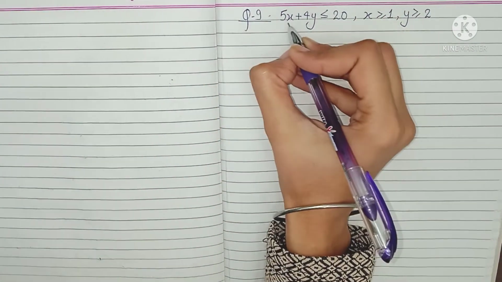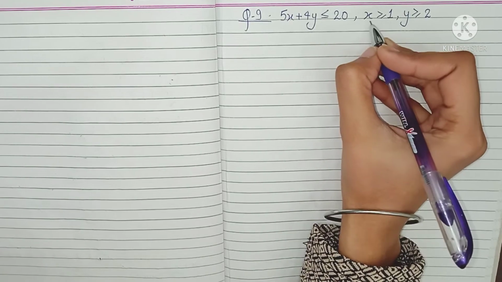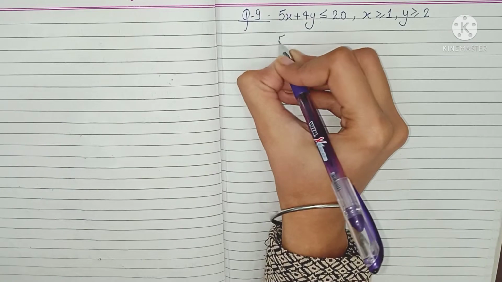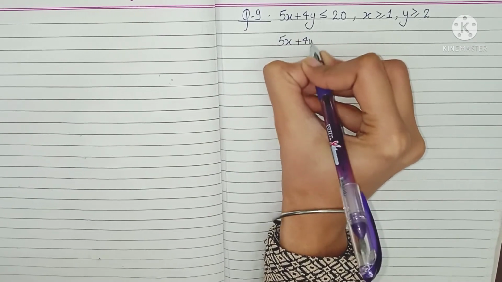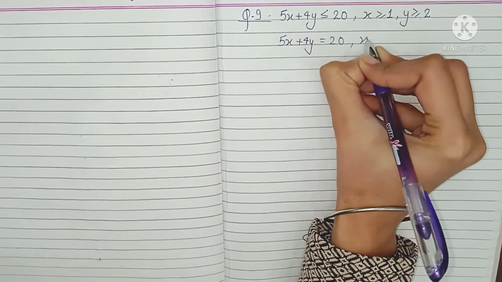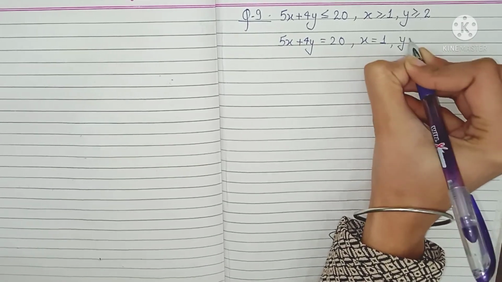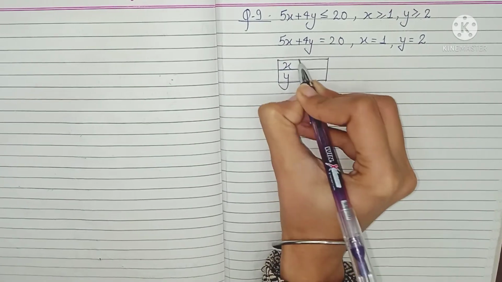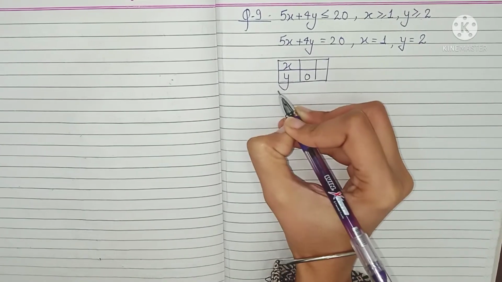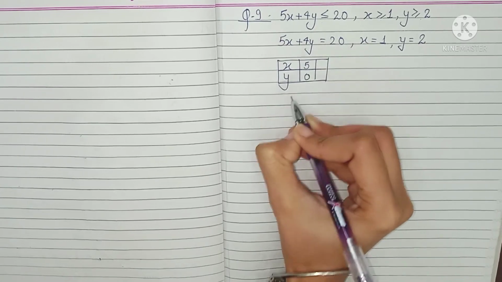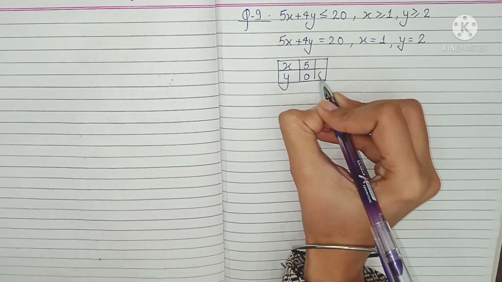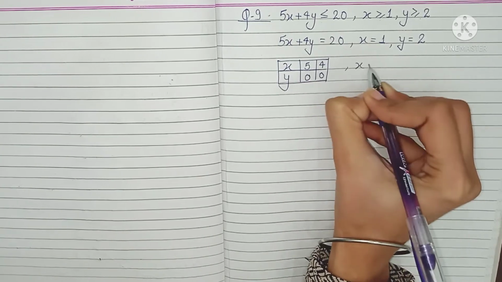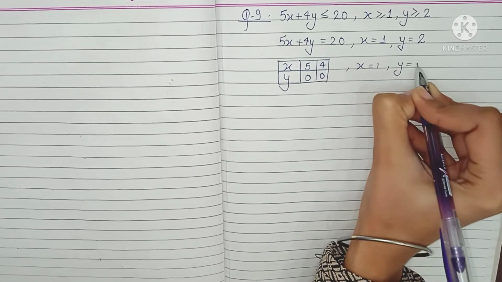Question number 9 is 5x plus 4y is less than or equal to 20, x is greater than or equal to 1 and y is greater than or equal to 2. First of all, 5x plus 4y is equal to 20, x is equal to 1 and y is equal to 2. Now you have to find out the points. When x is equal to 0, then y is equal to 5. And when y is equal to 0, then x is equal to 4. And x is equal to 1 and y is equal to 2.